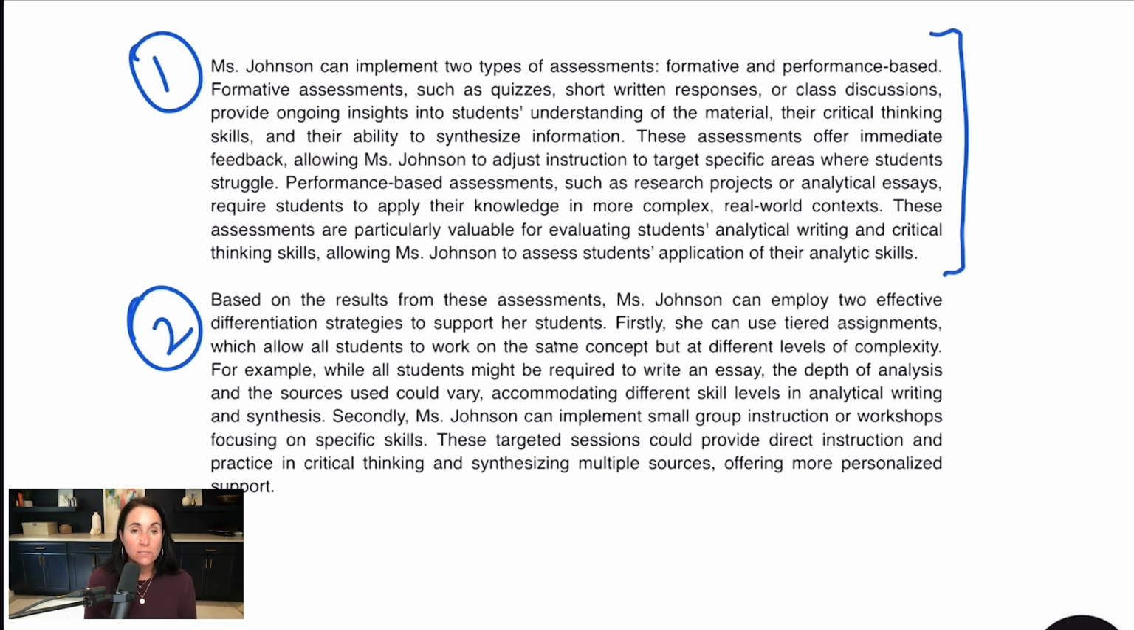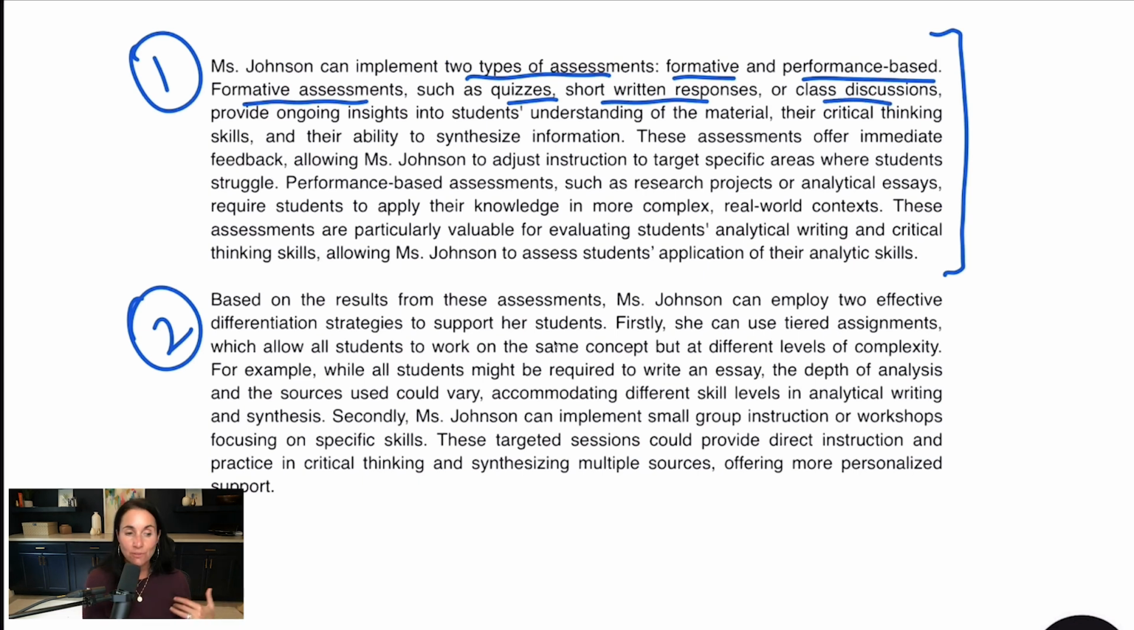So let's have a look at the first one. This one is, what assessments can I use? So I get right into it. Ms. Johnson can implement 2 types of assessments. Right away, I'm answering your question. Formative and performance-based. Now, let's talk formative. Let's keep it organized. Formative assessments such as quizzes, short written responses, or class discussions.